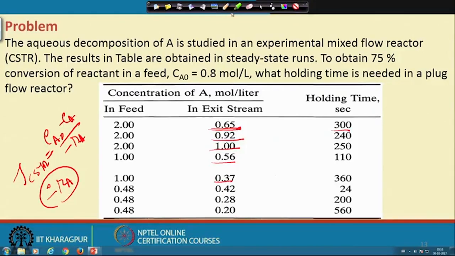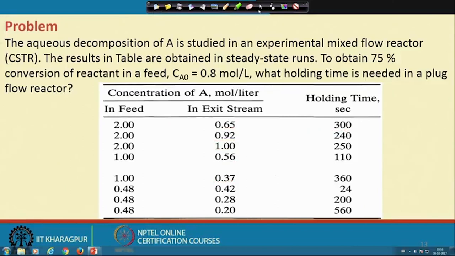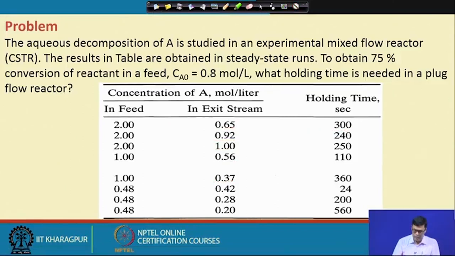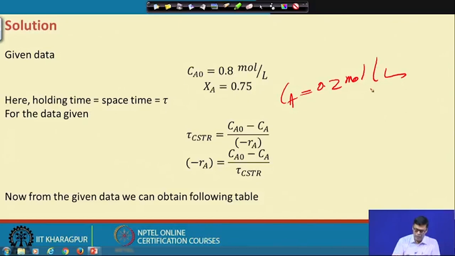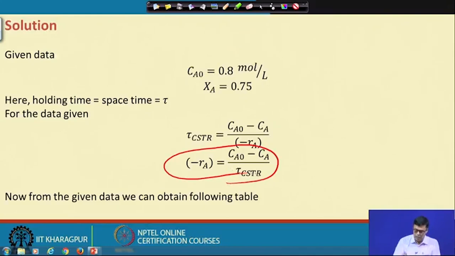Now, once you have that, the CA0 value is there, with 75% conversion. So what I told you is that CA should be about 0.2 mole per liter, am I right? And the CSTR is like this. This is the thing that we have. This is minus RA for the CSTR, we know that.